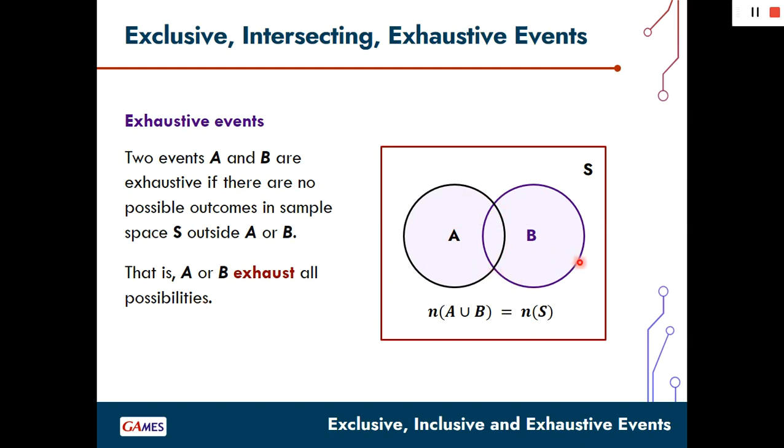What that simply means is that A or B exhausts all possibilities. That is, the union of A or B simply exhausts all the possibilities. It captures all the possible outcomes that you can have in that sample space. So the probability of this union is actually 1. The probability of A union B is 1. That is, the probability of all the outcomes occurring in A and B is equivalent to the probability of all the outcomes occurring in the entire sample space, and that's equal to 1. When you add up all the probabilities together, you're going to have 1. So they exhaust all the possibilities, therefore they're called exhaustive events.